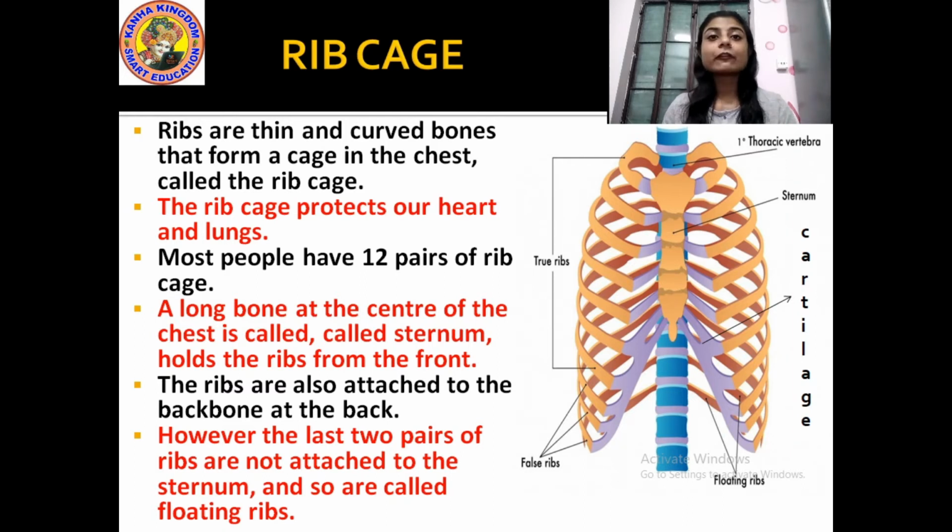Alright, and the floating ribs are those ribs which are not connected to the sternum, the center bone of the chest. That is why these ribs which are not connected to the sternum are called floating ribs. I hope you understood this. Now let us move to the next topic.